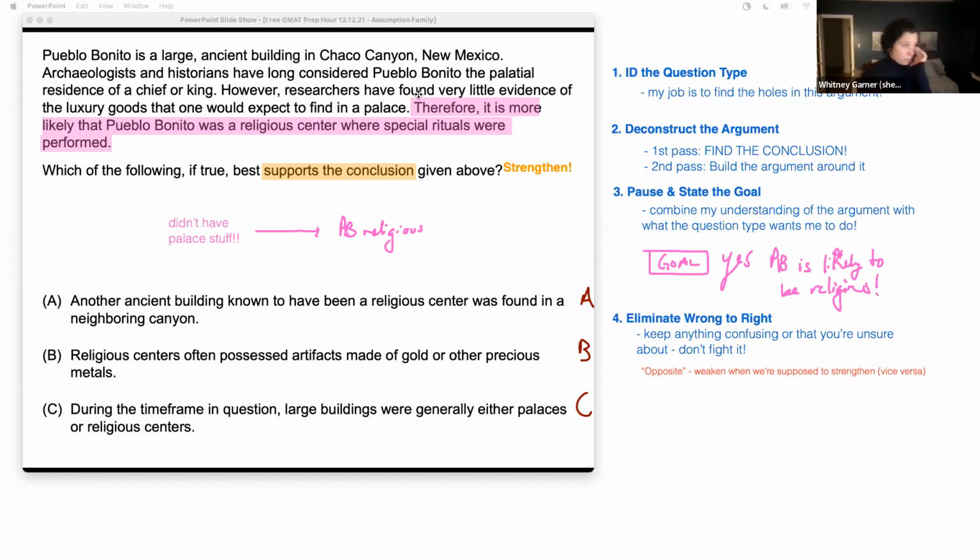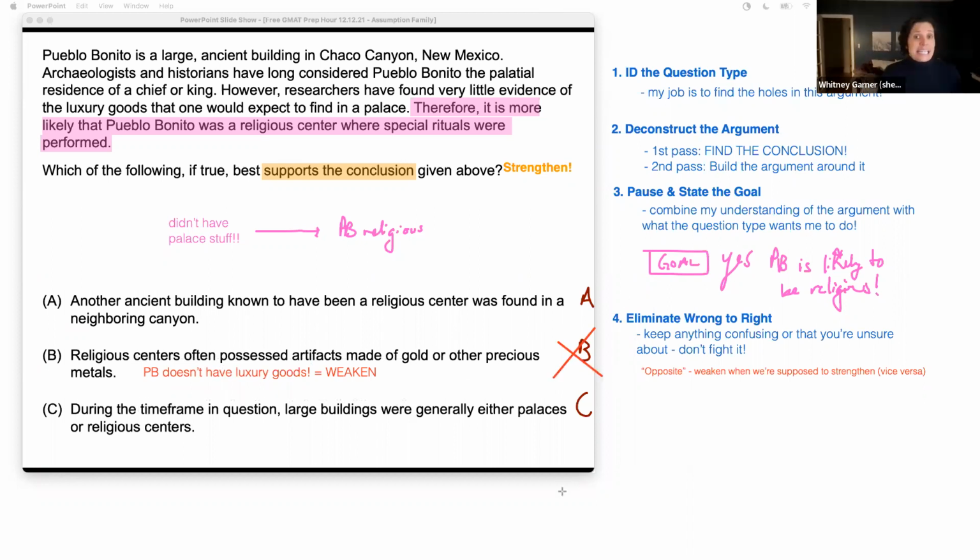Okay, so that would be B. B here is a weaken, because if this is true, then it seems very unlikely that Pueblo Bonito would be religious. PB doesn't have artifacts like gold, it doesn't have luxury. So this would actually be a weaken when what we're trying to do is strengthen. So that's the only one I'd feel super comfortable eliminating up till now on my list.